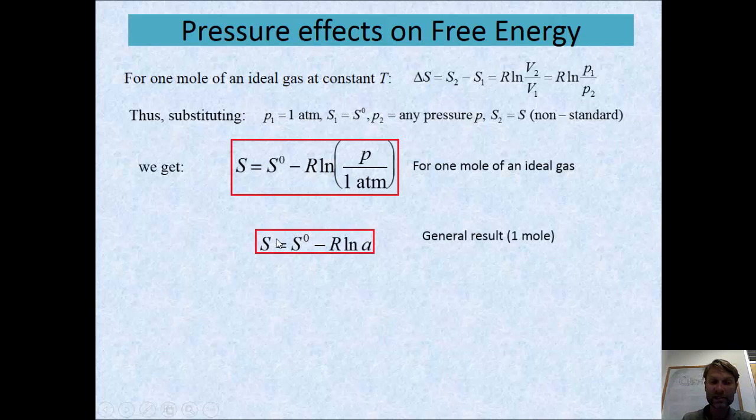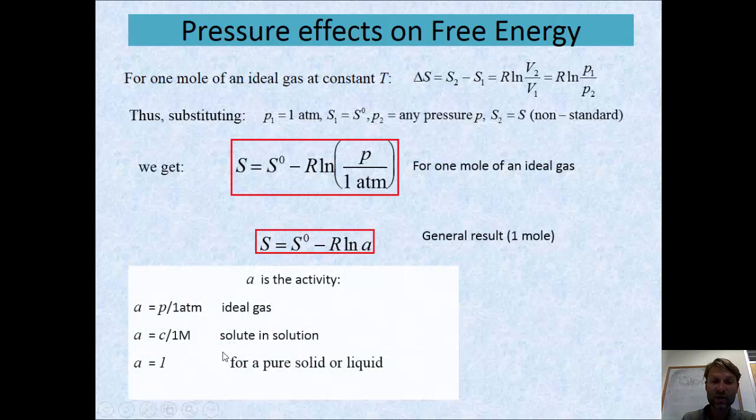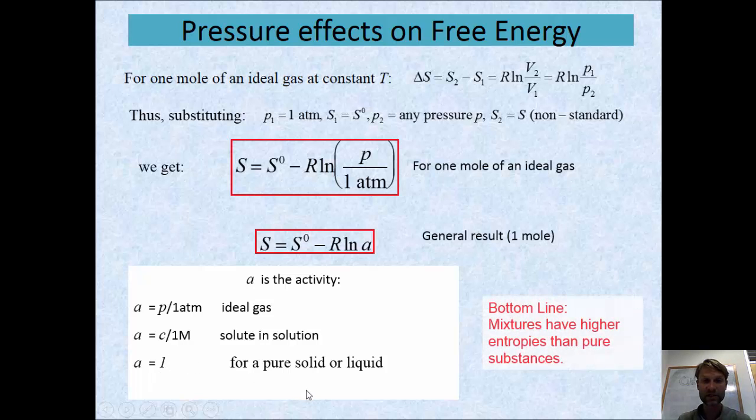The general result is that the non-standard entropy is equal to the standard entropy minus R times the natural log of activity, where activity for gases is the pressure of that gas divided by the reference state of 1 atmosphere. For solutes in solution, the activity is the concentration of the solute divided by the reference state of 1 molar, and for pure solids or liquids, they have an activity of 1 because they are not mixtures.